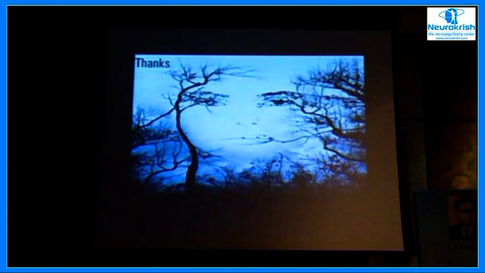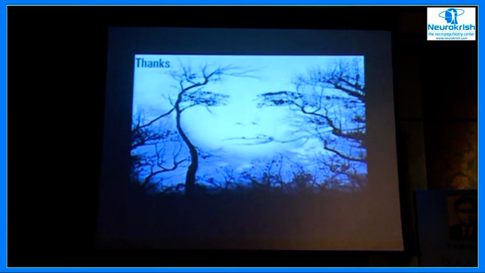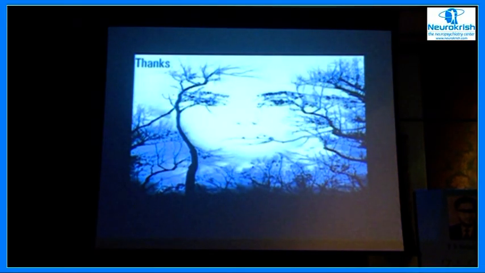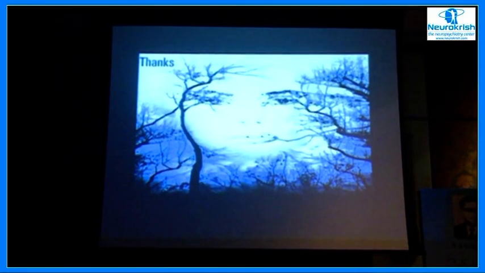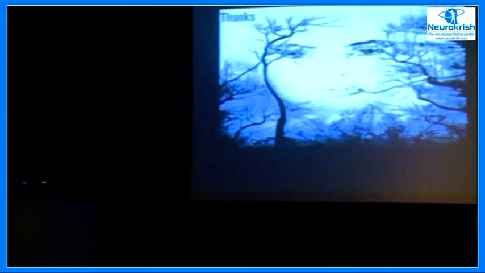So, ladies and gentlemen, this is a beautiful picture, and we should keep the overall picture in mind. This is not the trees only. There is a face here also. So we should see the patient in totality. Thank you very much.